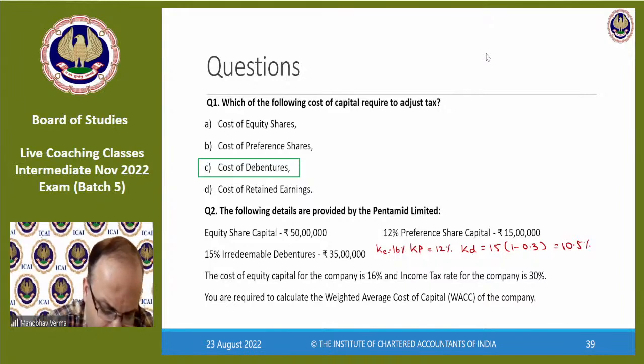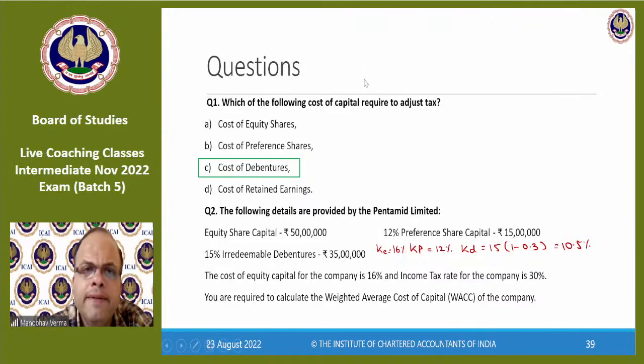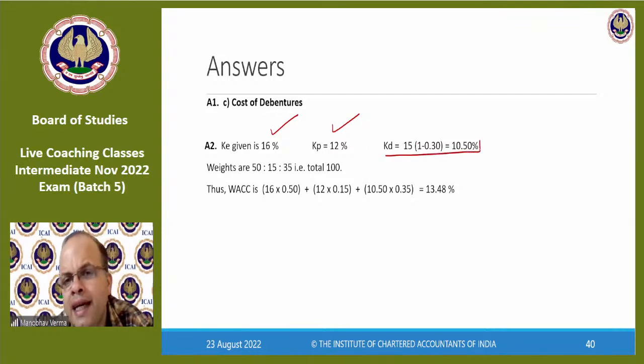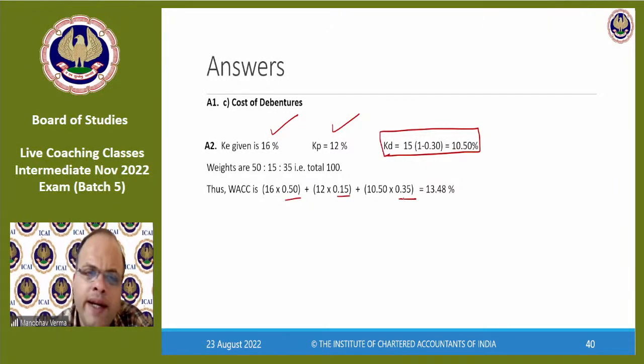Everyone else is giving me 13.48, and this is what it is. So we're looking at a cost of equity given as 16, cost of preference given. The only thing we need to do is take cost of debt as 10.5, and then apply those weights: 50%, 15%, and 35% gives 13.48. I hope everyone is with me on this. A couple of students are not giving me the correct answer, but I hope you got where you went wrong.